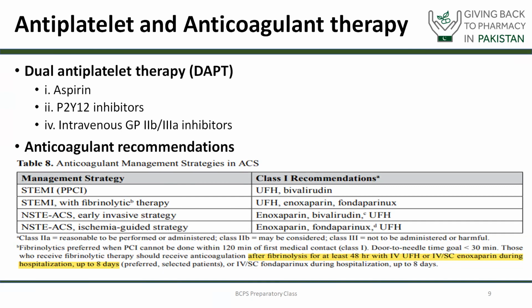They have to choose from both classes, dual antiplatelet therapy and anticoagulant. Two from the antiplatelet and one of any from this section.